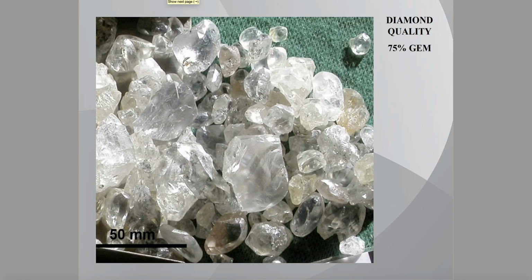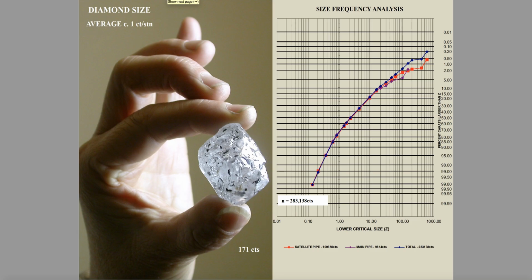So they have a very important aspect, that is the quality. In Lesotho we have an output of 75% of what we call gem diamonds, which have gem quality. That is actually a very good grade, because from the others you can only make sandpaper. The size of the Lesotho diamonds is about 1 carat per stone. And this one, which has a lot of inclusions inside, is already 171 carats. On the right hand we have a size frequency analysis, and you can see the bigger diamonds are much more rare compared to the small ones.